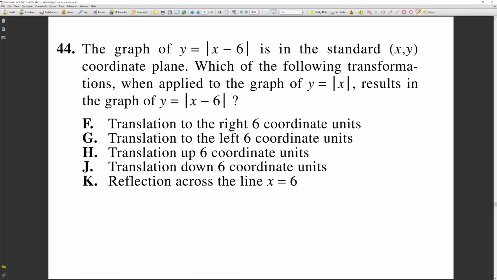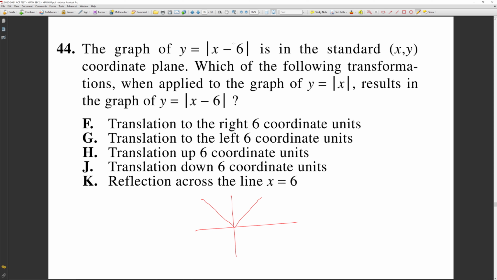To Mars. Number 44. The graph of y is equal to the absolute value of x minus 6 is in the standard xy coordinate plane. Which of the following transformations, when applied to the graph of y is equal to the absolute value of x, results in the graph of y is equal to the absolute value of x minus 6? So what we need to do is we just kind of sketch this out a little bit like this. That's just the standard xy coordinate plane. And y equals the absolute value of x looks like this.